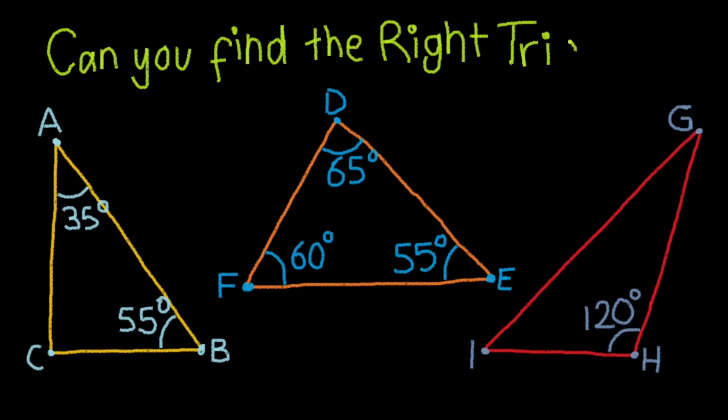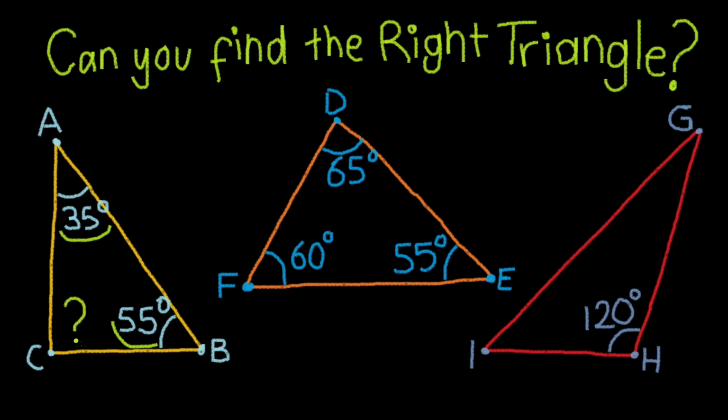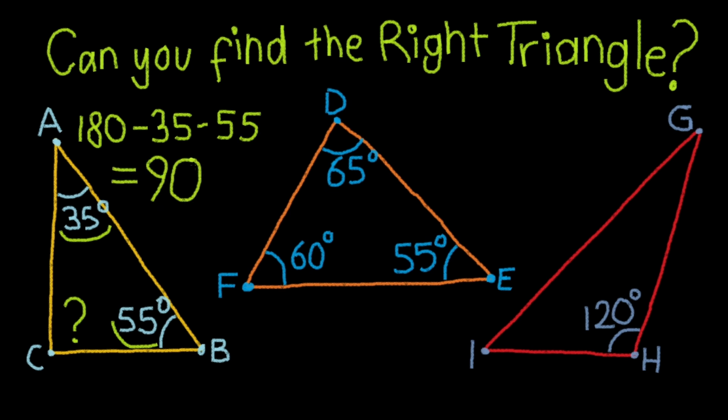Now, let's find the right triangle here. The triangle ABC has one 35-degree and one 55-degree angle. We do not know the third angle, but we can calculate it as we know the sum of the interior angles is always 180. I did the math for you, and it turns out the third angle is actually 90 degrees. There we are. We found the right triangle.